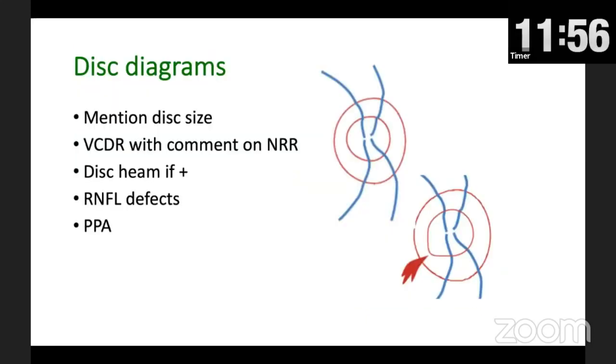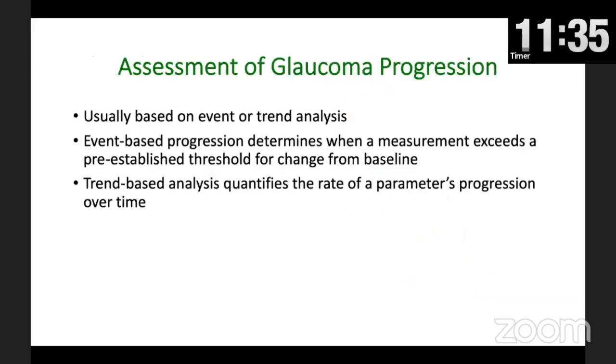If you can't take disc photographs, you can also be meticulous in documenting your disc findings by drawing the diagram and mentioning not only the vertical cup disc ratio, but actually the disc size, and if there's any asymmetry between the two disc sizes, commenting on the neuroretinal rim, if there's any disc hemorrhage, any RNFL defect seen, or about peripapillary atrophy.